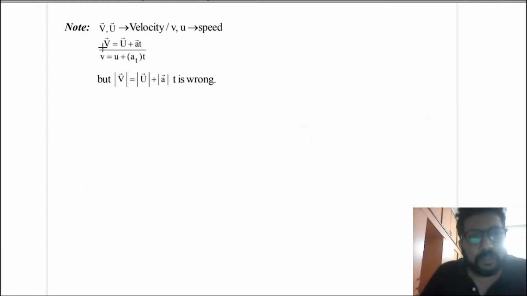Now one note, V and u are the velocity and v and u are the speed. V is equal to u plus at is valid, but magnitude of V is equal to magnitude of u plus magnitude of a into t is wrong, because this magnitude of a is the total acceleration. You need only the tangential acceleration. This has to be the tangential acceleration. Then you can say that this is valid.